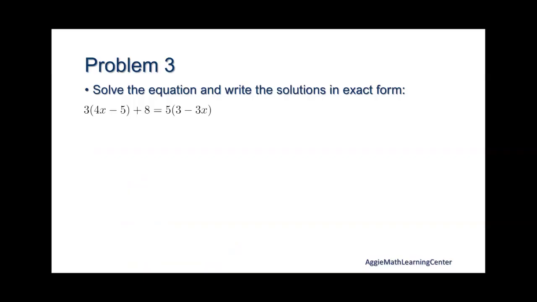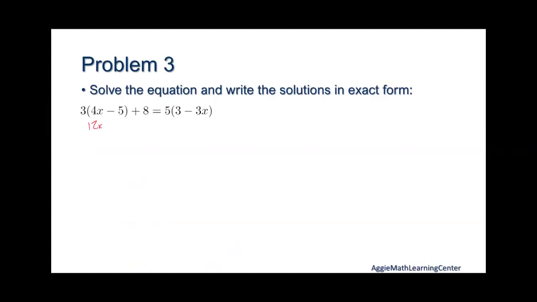All right. For this one, what do we want to do first? I would multiply the 3 out on the left side and on the right side, multiply the 5 out. All right, so what do you get? 12x minus 15 plus 8 equals 15 minus 15x. All right. And what would you do next? Combine like terms for each side, so combine -15 and 8.